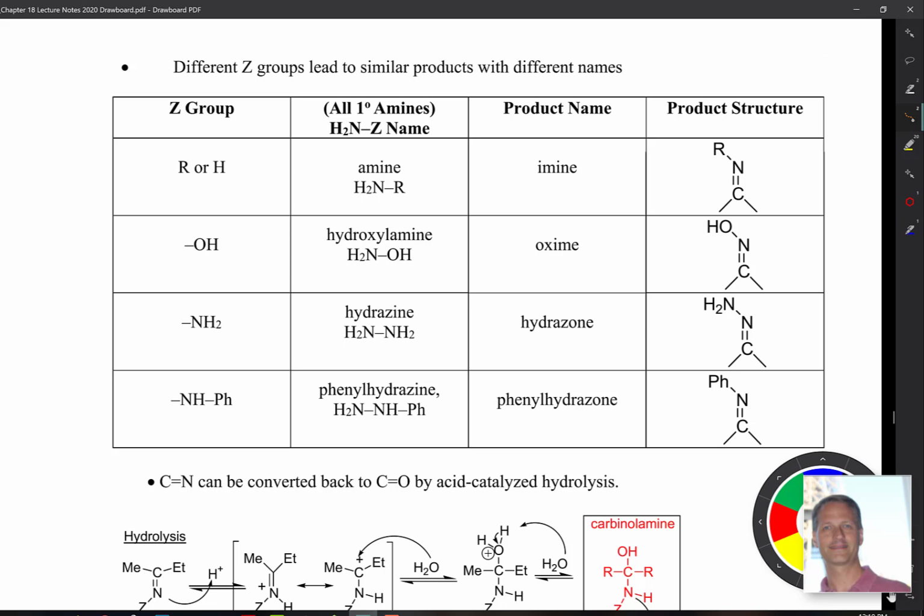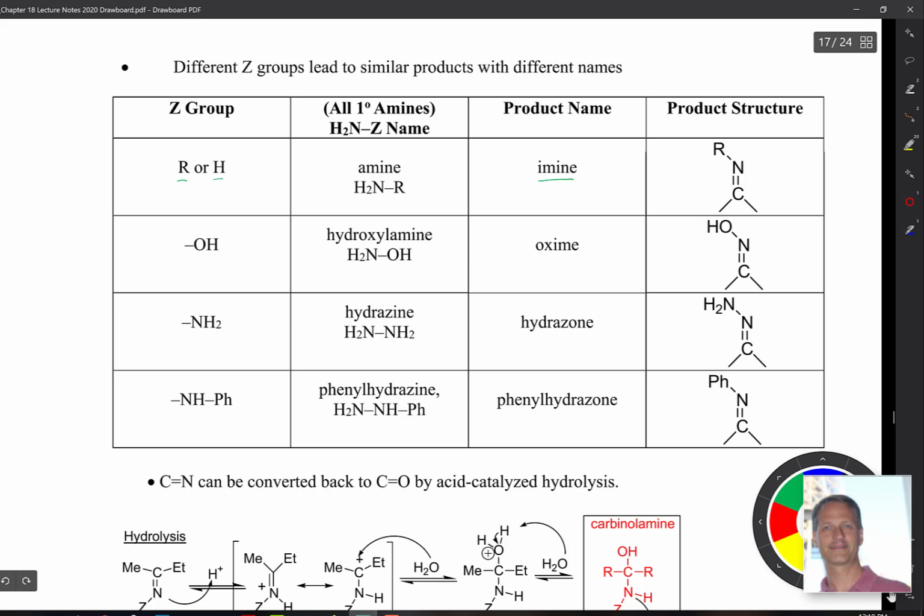All right, now let's take a look at the different situations that we can see in chapter 18. The Z groups are just going to be different here. If it's an R group and an H group, you have an amine or ammonia. That's going to give you an imine. So here's our imine. If it's an OH, it's called a hydroxylamine, and you form an oxime.